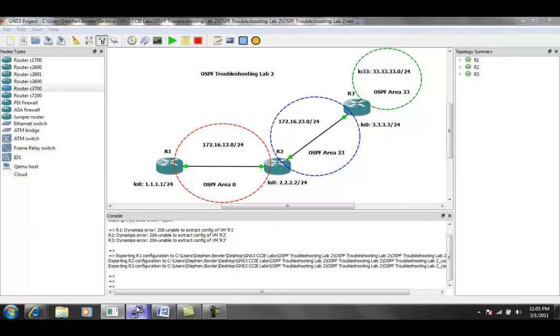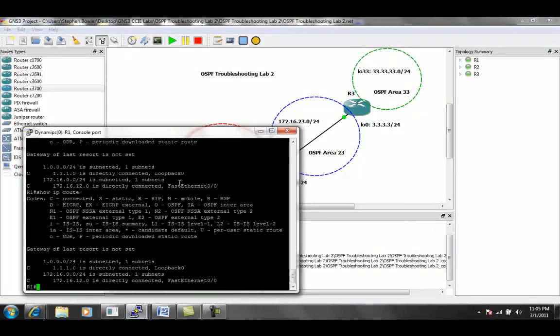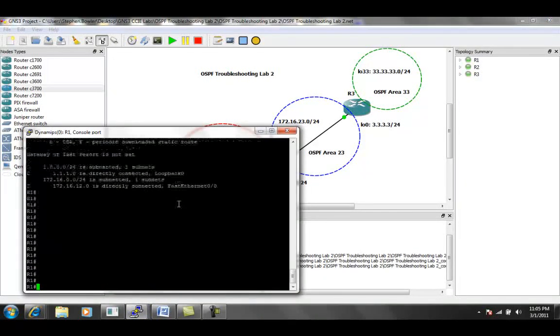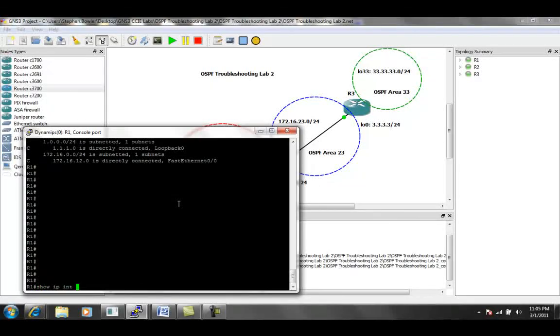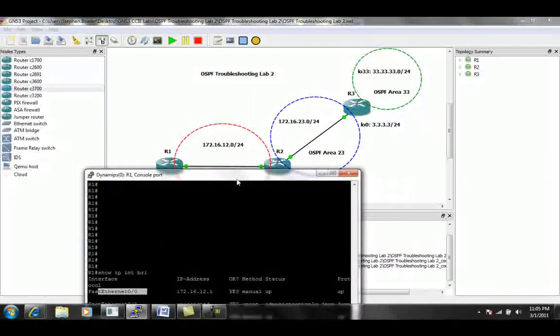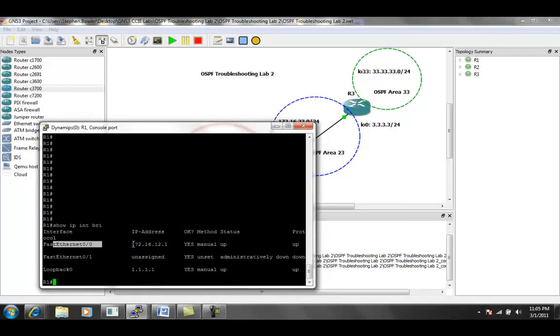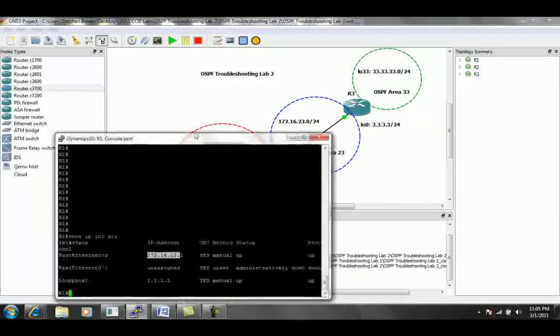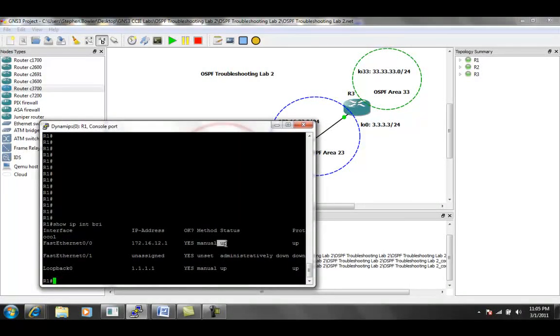So on R1 we can check basic connectivity. If we do a show ip interface brief, it's always a good command to start out with. What we see is we have a FastEthernet 0/0 interface, and that is the interface connected from R1 to R2. We have a 172.16.12.1 IP address, and we can see that the status of layer 1 is up and the line protocol is up as well.